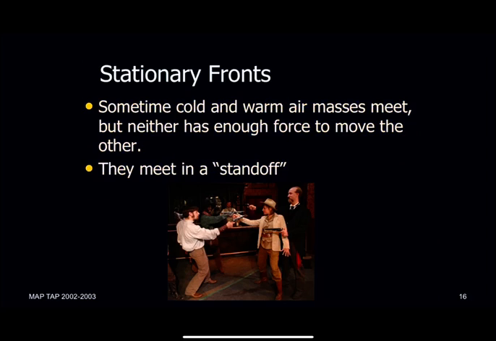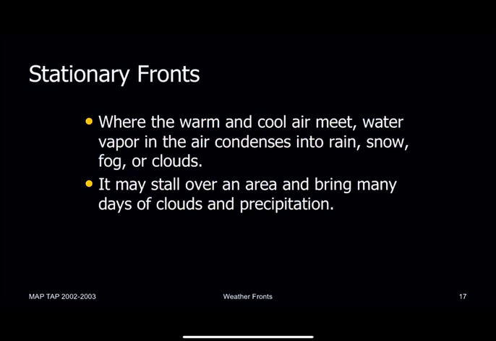Sometimes cold and warm air masses meet, but neither has enough force to move the other, so they're basically in a standoff. No one is able to move. Where the warm and cool air meet, water vapor in the air condenses into rain, snow, fog, or clouds. It may stall over an area and bring many days of clouds and precipitation.